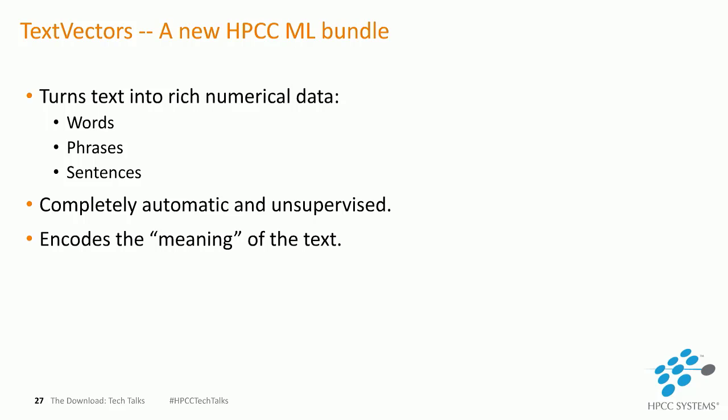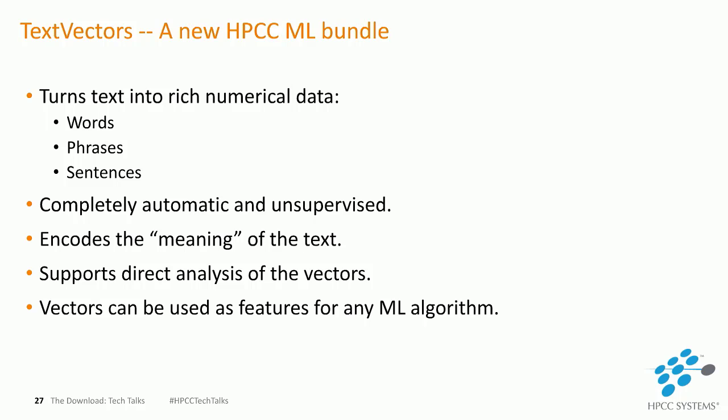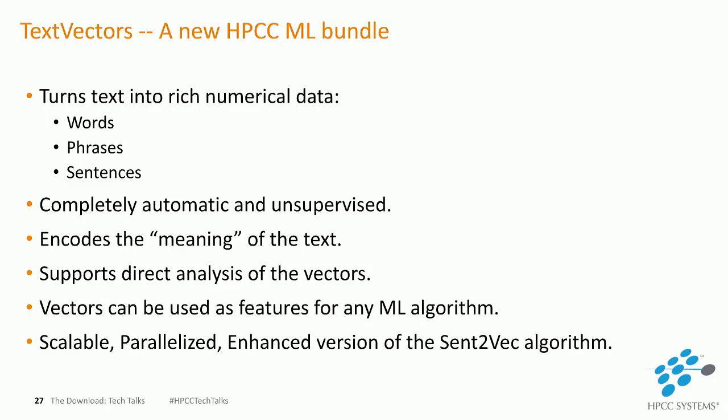Now, interestingly, when it converts to numeric form, it's actually encoding the meaning of the text, not just doing a typographical transformation. We'll talk about this more going forward. Once the text has been encoded, TextVectors provides a means to do some interesting analysis of the data. We'll demonstrate some of this as we move forward. The encoded text vectors can also be used as input features for any numerical machine learning algorithm. For those familiar with the vectorization algorithms, text vectors is a parallelized, enhanced version of the sent-to-vec algorithm.